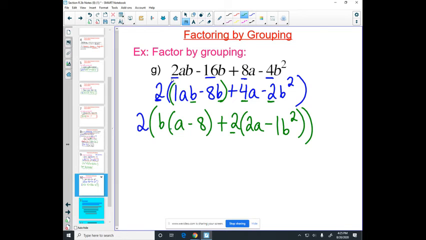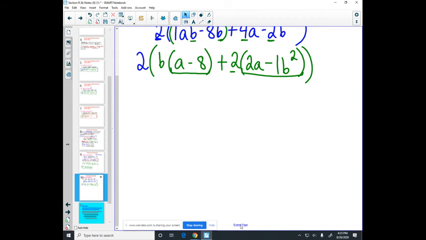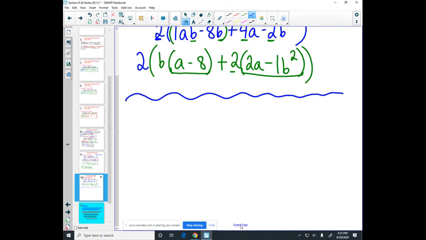But now let's notice something. This A minus 8 is not the same thing as this inside parentheses. So we may be tempted to say that this is not factorable, but let's actually try to reorder the terms and see if this works a little bit better. So I'm going to extend the page. I'm just going to draw a squiggly line so we can show that this step didn't work when we tried it once. But if you don't get it the first time, maybe let's try reordering it and see if it works.